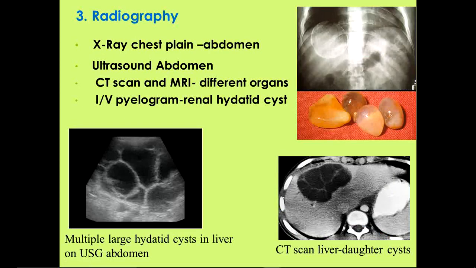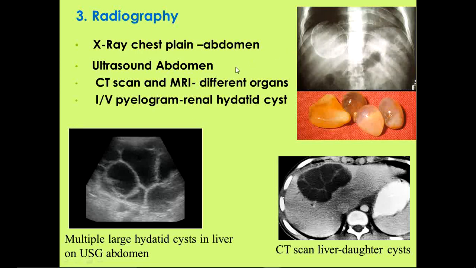Then is the radiological examination. This is often helpful in diagnosis of hydatid cysts of lungs and liver. So the saline contents inside the hydatid cyst would make it relatively opaque, and it can cast a characteristic circular shadow with a sharp outline.